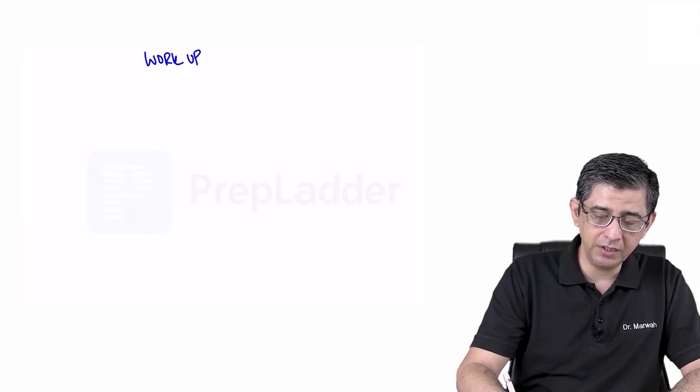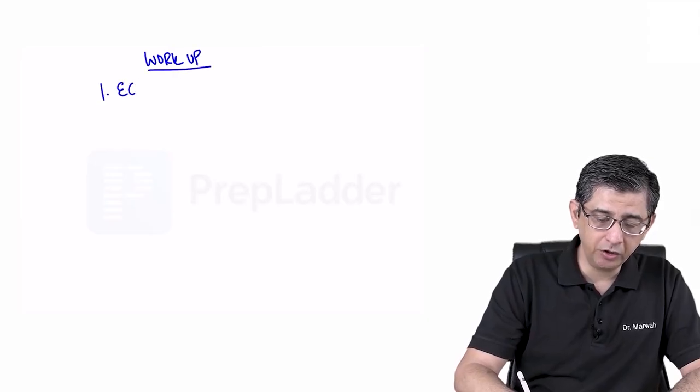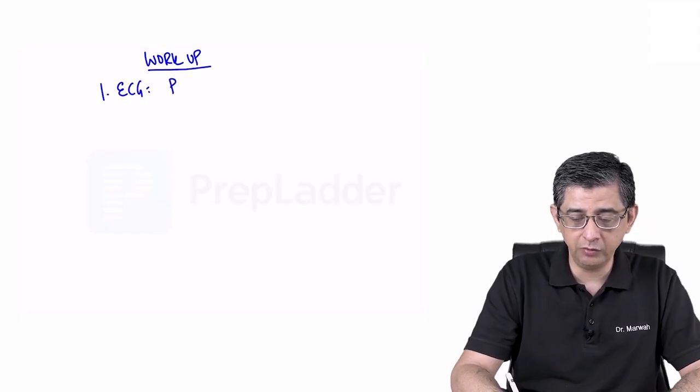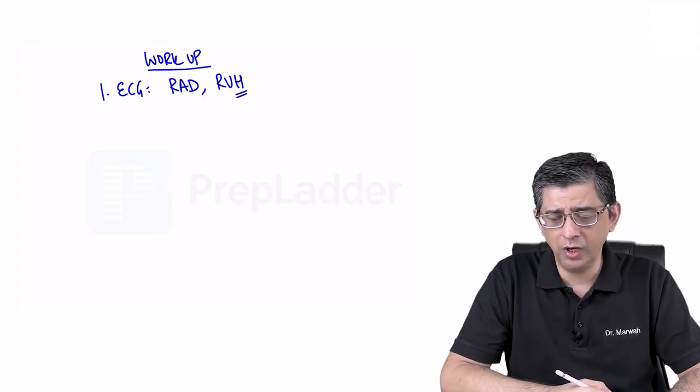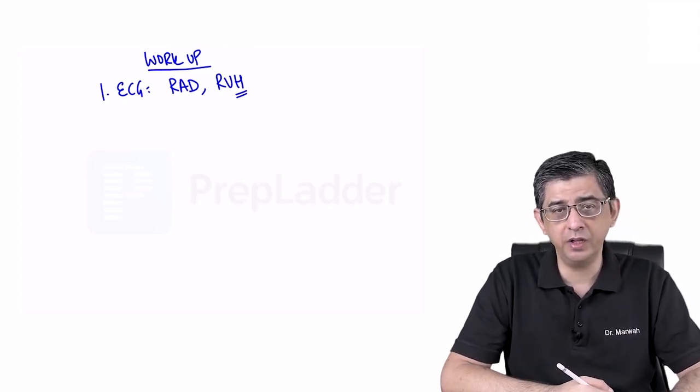So I'll be doing an ECG. And since we are talking about the right side of the heart getting involved, so there would be features of right axis deviation and right ventricular hypertrophy. Though I would say that ECG is not very good to identify hypertrophy.